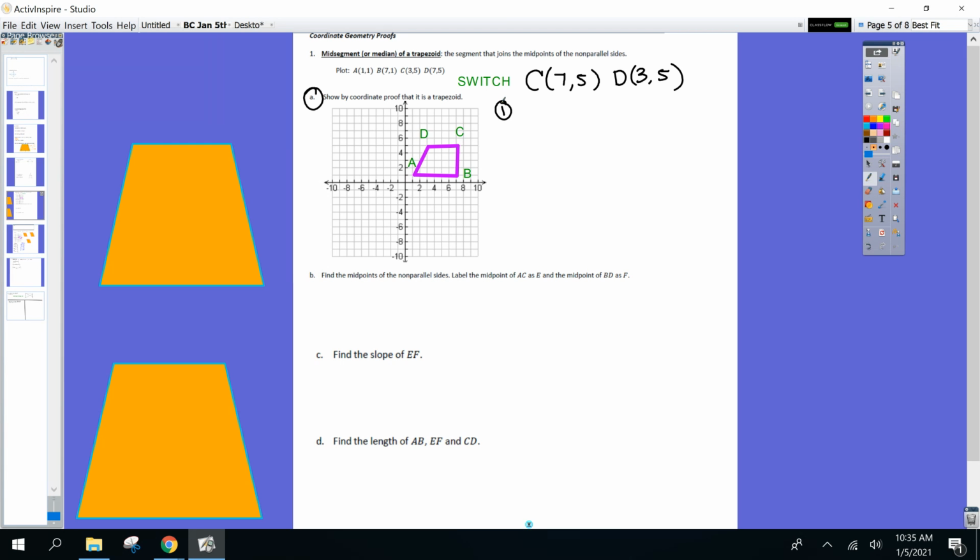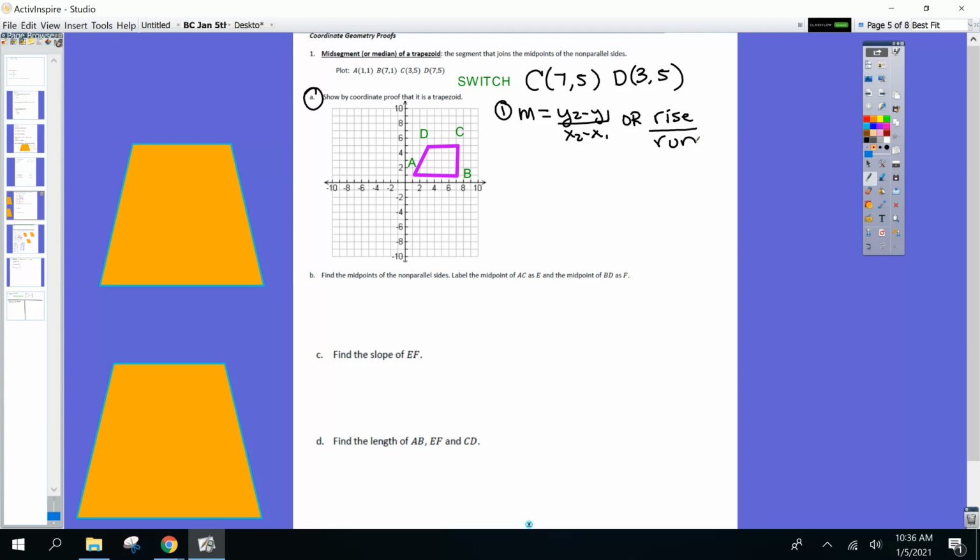So step number 1, you always show me the formula you're using. So we're going to say M for slope, change in Y over change in X. Or, you guys know how I roll when I graph, rise over run if you prefer. All right, step one in a coordinate proof. Show me what formula you're about to use.